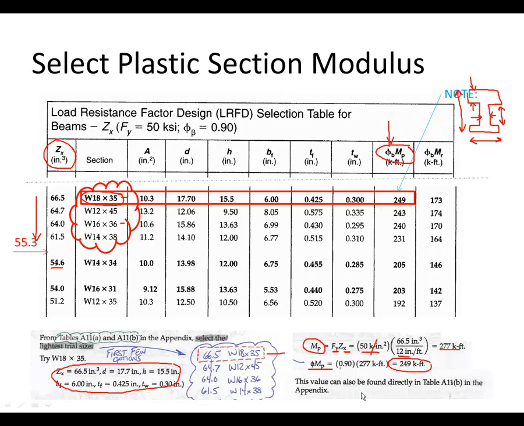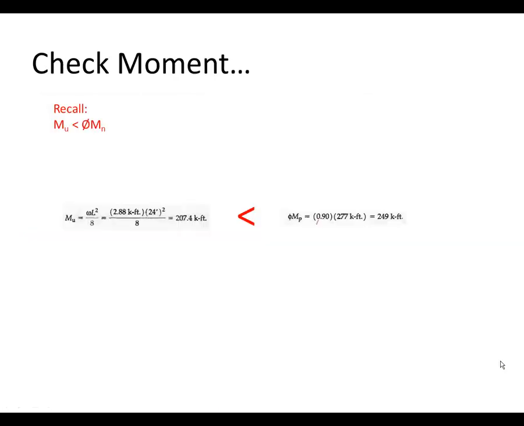So the textbook also says in the example that this value can be found directly in table A11B in the appendix. So that would be something that you could simply pull from the table. You wouldn't necessarily have to calculate every time, but they do show you in the example how you could calculate that. So note that where it says phi MP, it's the plastic modulus here. This is the same as that phi MN that we described generically in the equation.